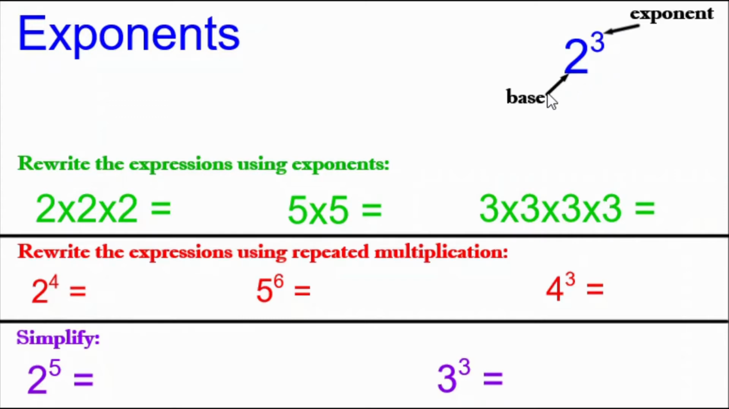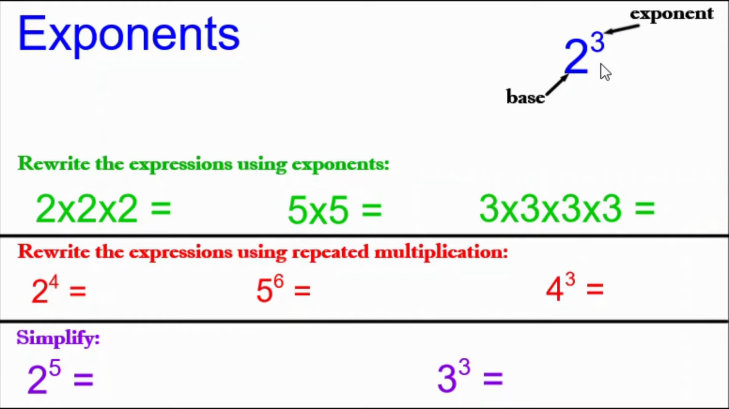The 2 is the base, and we write it the same way we normally write a number. The 3 is the exponent. We write this smaller and raised up to the right of our base. The base does not always have to be a 2, and the exponent does not always have to be a 3.